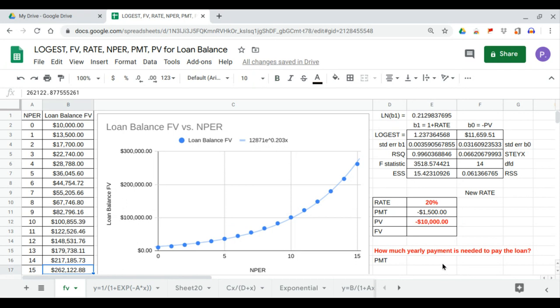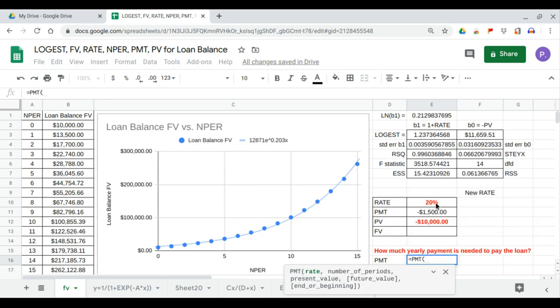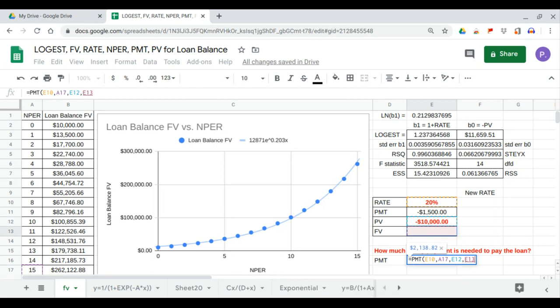So how much do I need to pay to bring the loan from 10,000 down to zero? So we will use the PMT, which is PMT of the rate. The number of periods will be 15, the present value will be 10,000, and the future value will be zero because we want to pay up the loan. And of course, the payment will be at the end of each period.